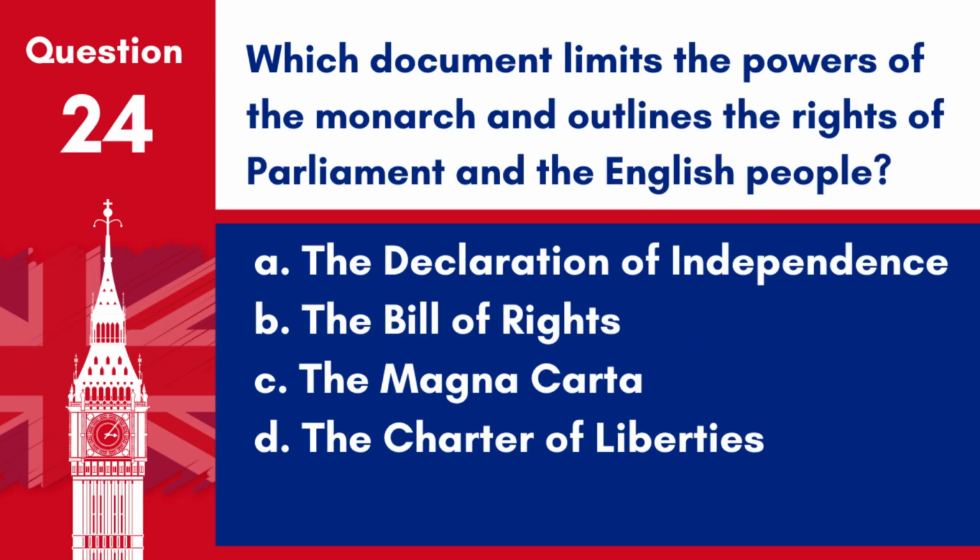Question 24. Which document limits the powers of the monarch and outlines the rights of Parliament and the English people? A. The Declaration of Independence. B. The Bill of Rights. C. The Magna Carta. D. The Charter of Liberties. Answer: C. The Magna Carta. The document that limits the powers of the monarch and outlines the rights of Parliament and the English people is the Magna Carta.